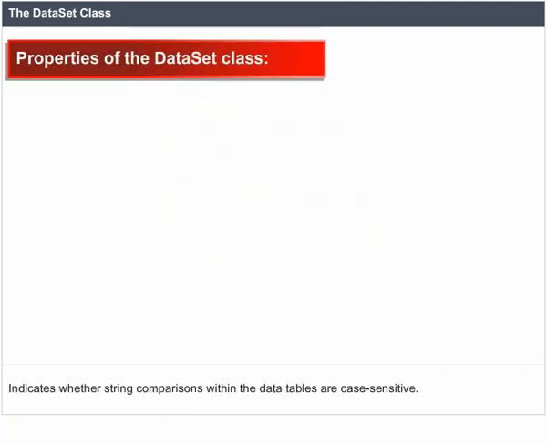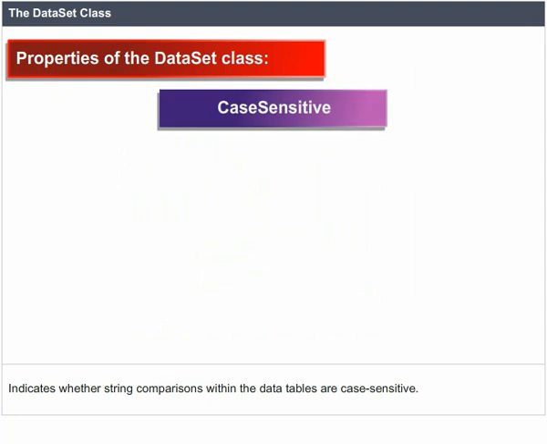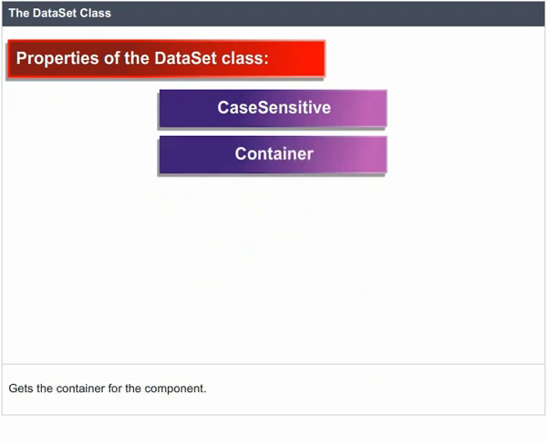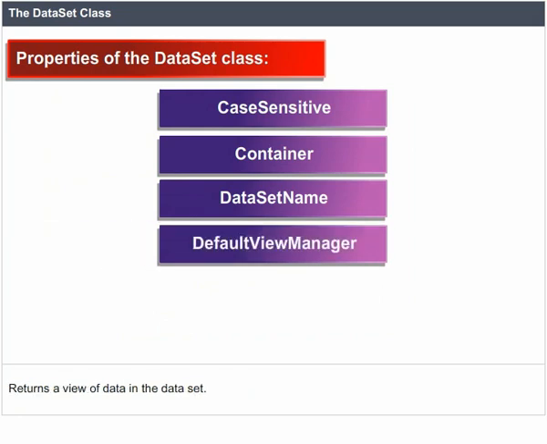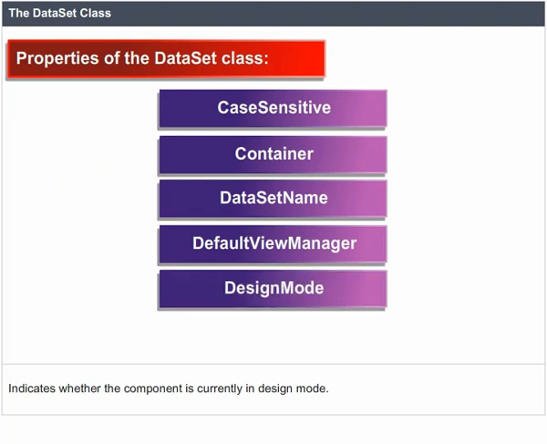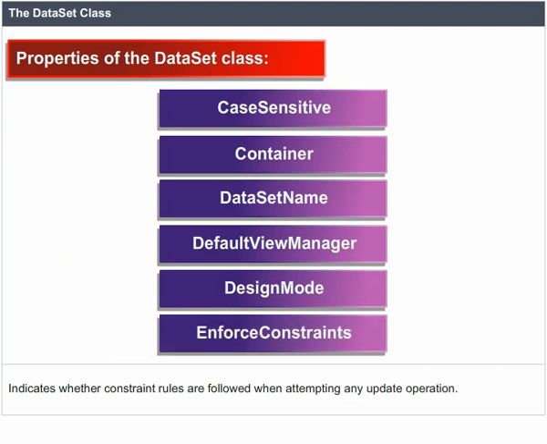CaseSensitive indicates whether string comparisons within the data tables are case sensitive. Container gets the container for the component. DataSetName gets or sets the name of the current DataSet. DefaultViewManager returns a view of data in the DataSet. DesignMode indicates whether the component is currently in design mode. EnforceConstraints indicates whether constraint rules are followed when attempting any update operation.